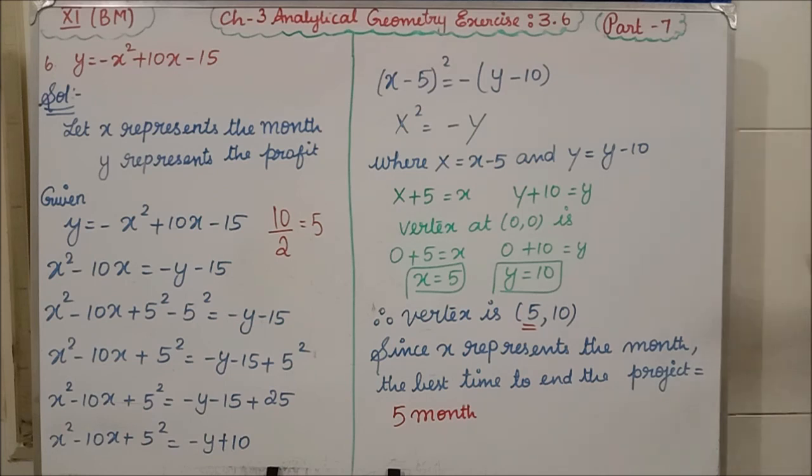Clear students, all of you, the sixth question? Yes students, this is a very simple concept only. First you go through the tabular column for open rightward, upward, leftward and downward. Understand the concept, it is very simple. With this I am completing the chapter 3 analytical geometry. I am completing exercise 3.6 and the full chapter also.